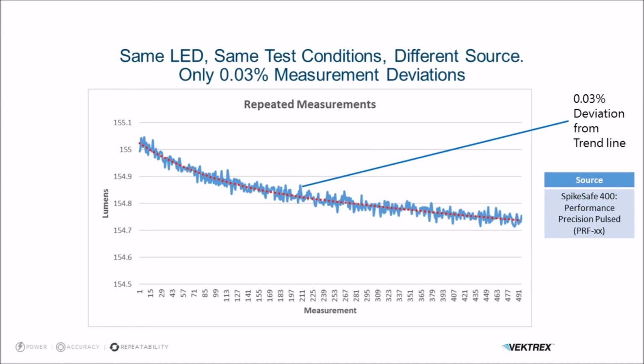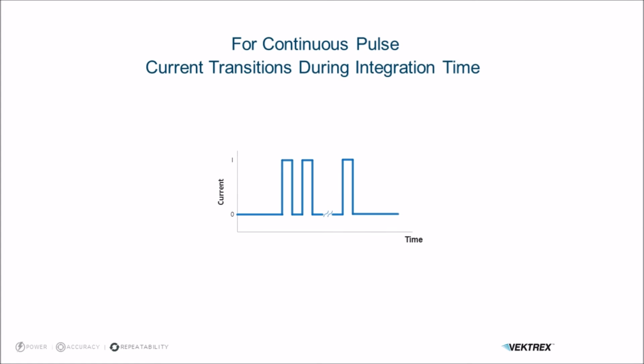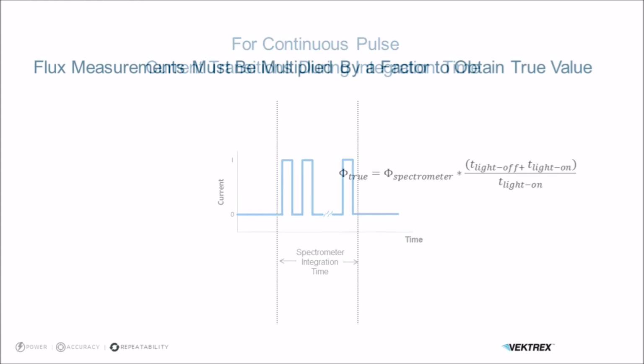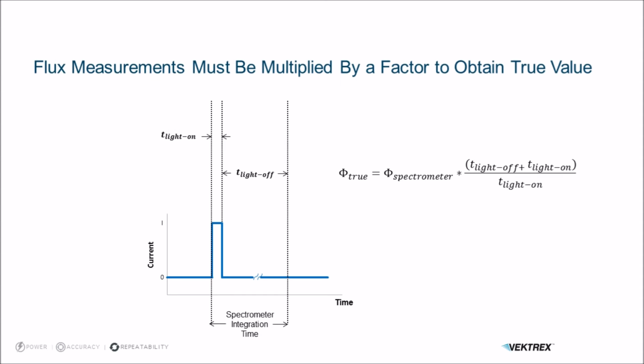Now let's look at the continuous pulse method. The continuous pulse method is a little different because the current transitions up and down during the integration time. And this means that the actual measurement must be multiplied by a factor in order to obtain the actual flux value. The factor is equal to the light off time plus the on time, the entire measurement time, divided by the light on time. So you can see by this equation that if your pulse on time or light on time varies, the actual factor needs to vary also.